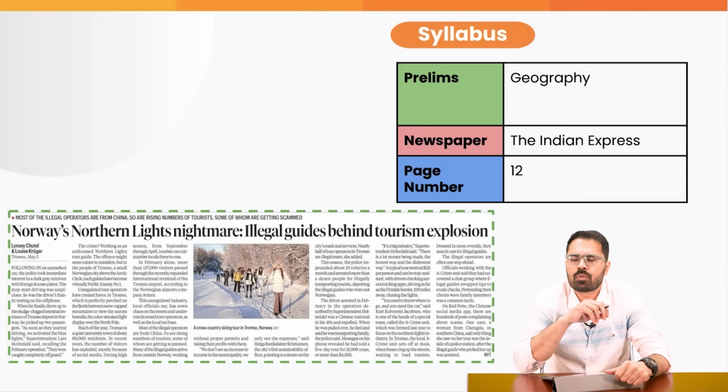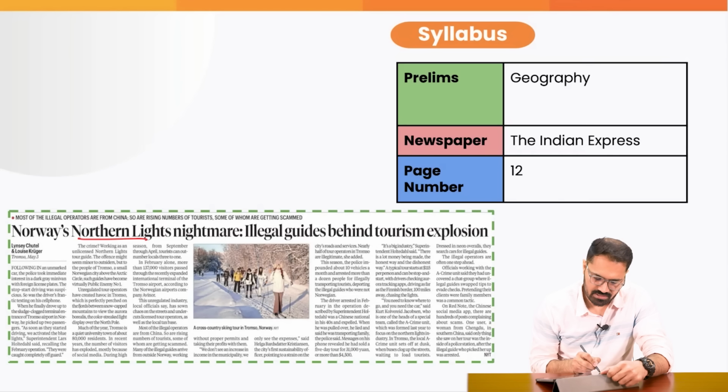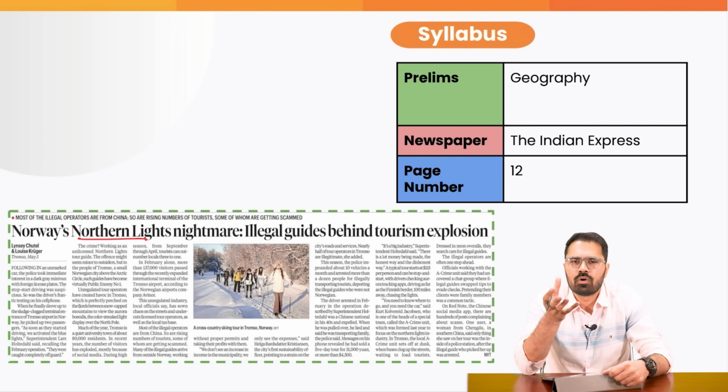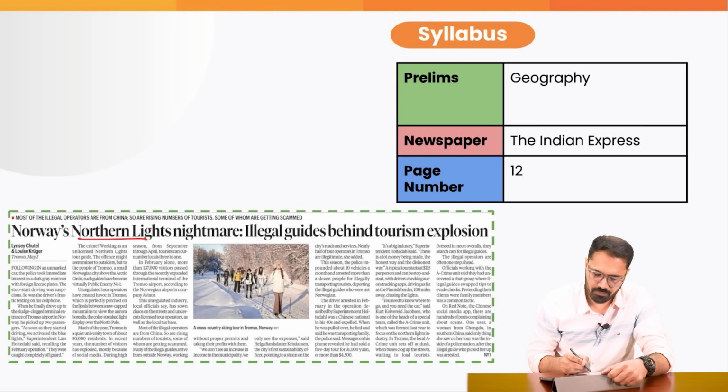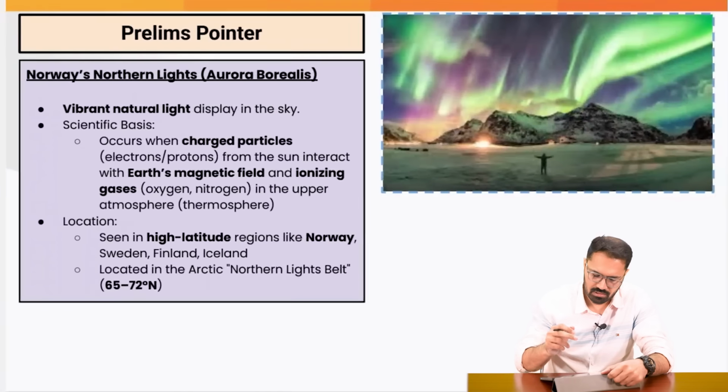Now the next prelims pointer is regarding the northern lights, or what we call aurora borealis in the northern hemisphere and aurora australis in the southern hemisphere. Okay. Why are they in news? Because of illegal guides and exploitation of tourists in these areas.